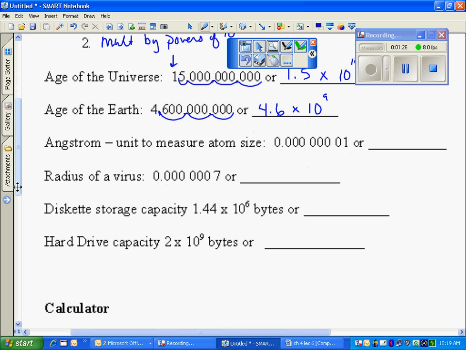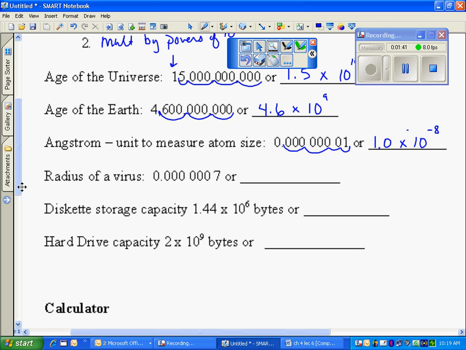Now if I have a very small unit, I can do the same thing. 1, so I'm going to put my decimal here. And so how many places did I move it? 3, 6, 7, 8. And so it's going to be multiplied by 10 to the negative 8.